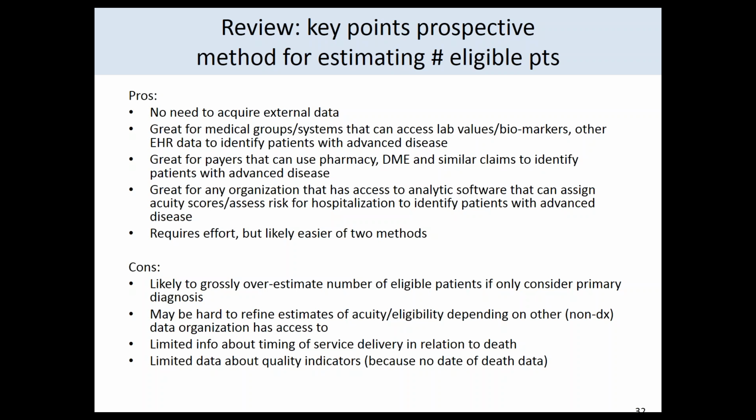The cons: really watch out for the fact that you will likely grossly overestimate the number of eligible patients if you only consider primary diagnosis codes when defining your eligible population. It might be hard to get at some of the acuity eligibility diagnosis data depending on the type of systems that your organization has access to. And it's a lot harder to do an assessment of, say, utilization patterns when you use a prospective method because you don't have any clarity on what point in time that assessment is being made. Are you 2 years out from death, 6 months out from death? There's just no way to know.